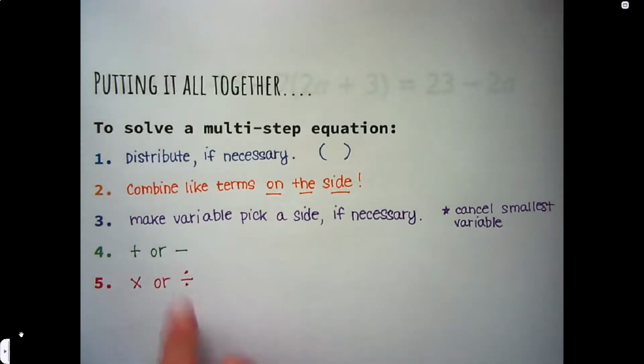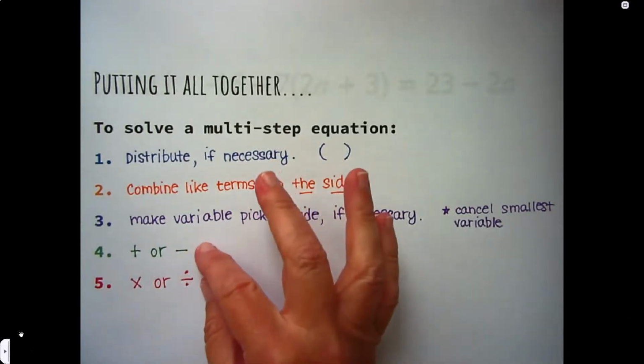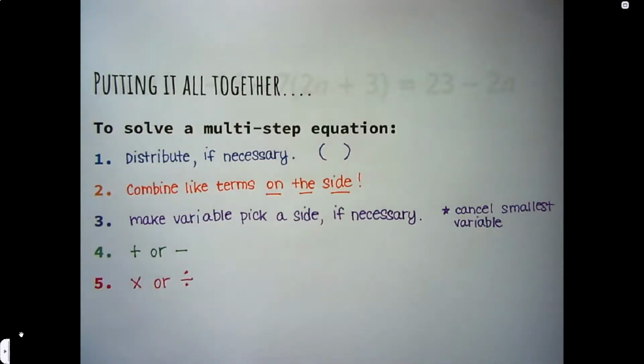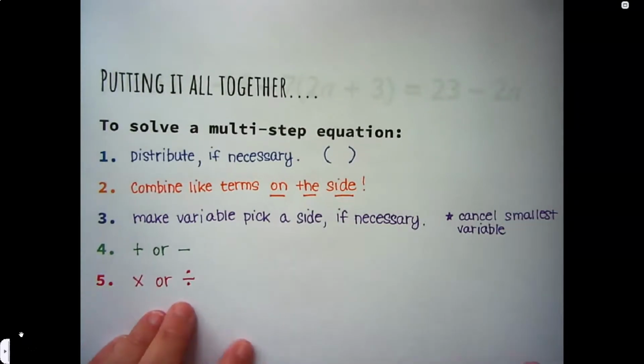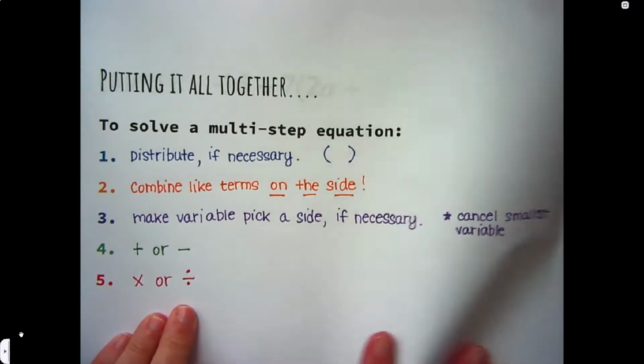Okay? Now I want to point out something here about these last 2 steps. We reviewed GEMDAS, and in GEMDAS, multiplying and dividing were done before adding and subtracting. So I want to point out that when you're solving equations, you're actually reversing the order of operations. So these are the 5 steps you need to look at anytime you're trying to solve a multi-step equation.